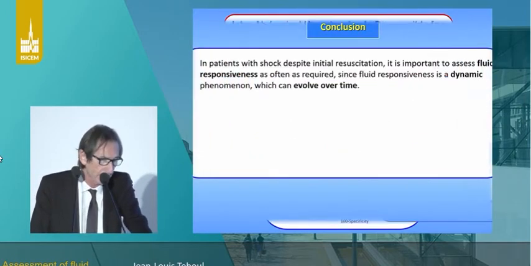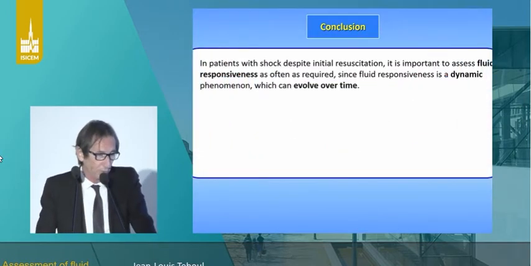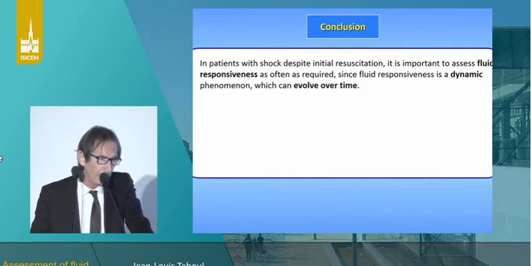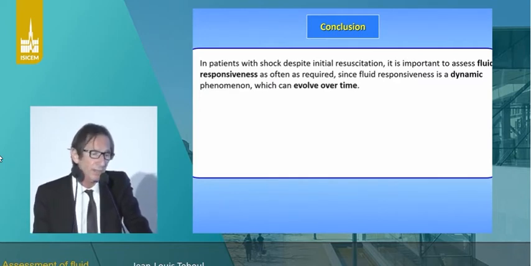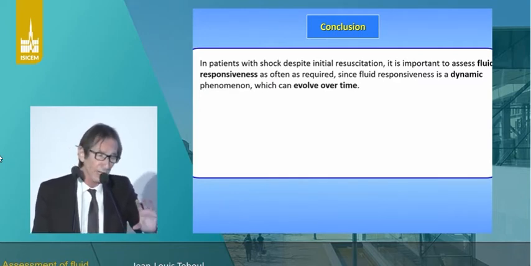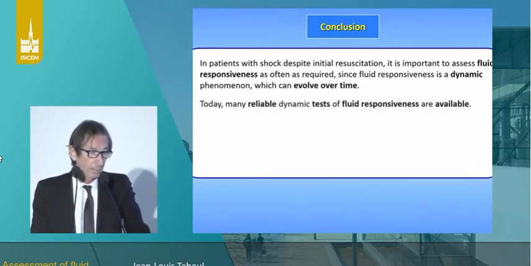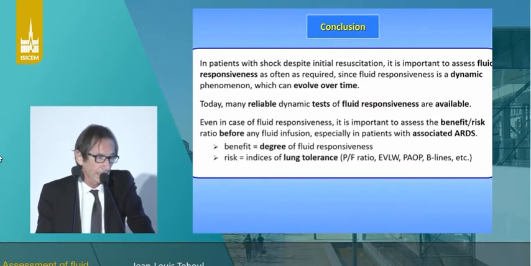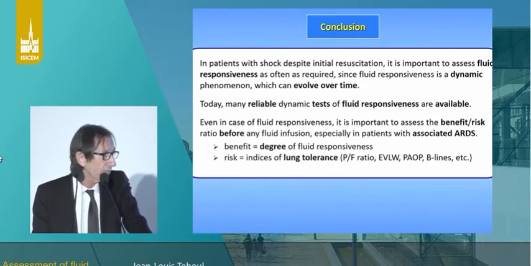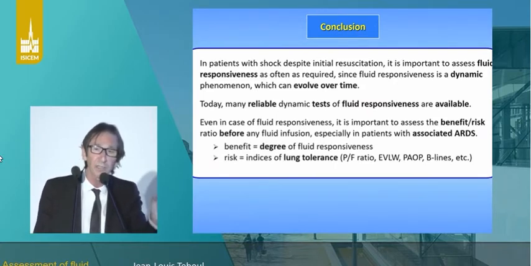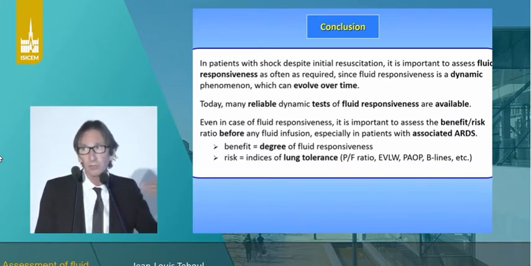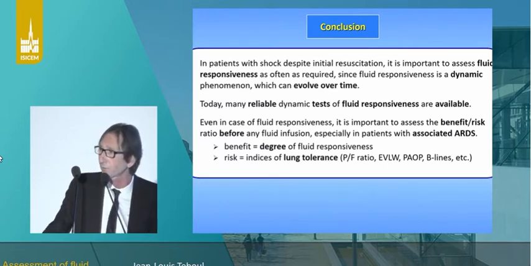In patients with intra-abdominal hypertension, we have a poor ability of PLR to predict responsiveness compared to patients without intra-abdominal hypertension. So my conclusion, in patients with shock, despite initial resuscitation, it is important to assess fluid responsiveness as often as required, since fluid responsiveness is a dynamic phenomenon which can evolve over time. Today, we have many reliable dynamic tests, and even in case of fluid responsiveness, it is very important to assess the benefit-risk ratio before any fluid infusion, especially in patients with associated ARDS.